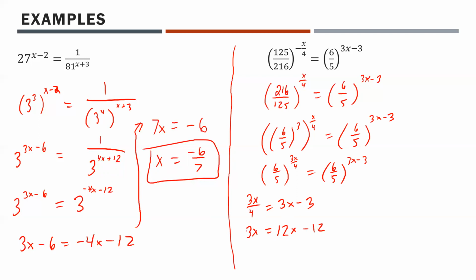Let's move this 12 over and move the 3 over. So 12 minus 3 equals 9x. Divide by 9 on both sides, and you're going to get x is equal to 12 over 9, but we can actually simplify that down as well. X is therefore going to equal 4 over 3.